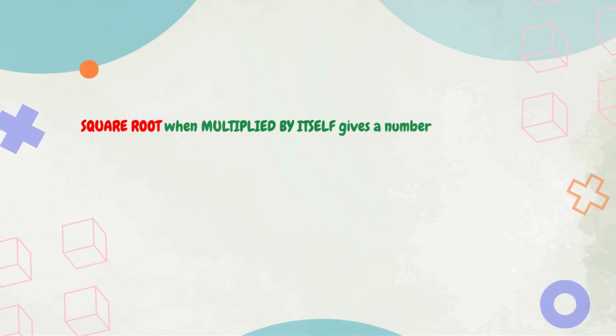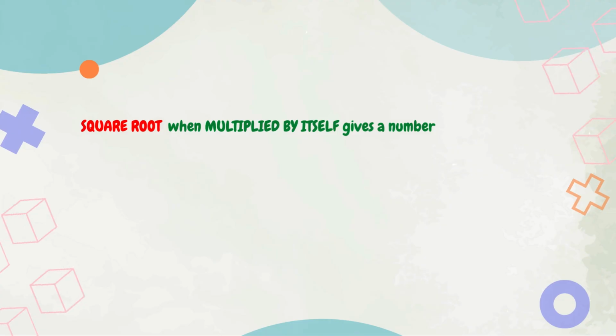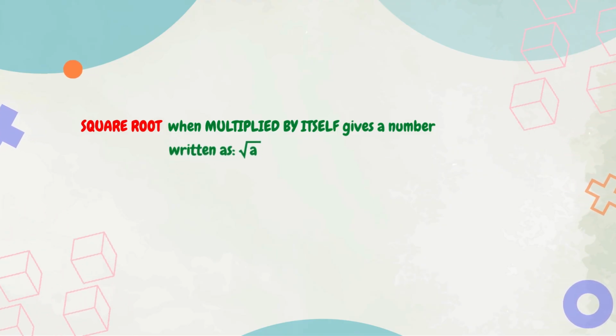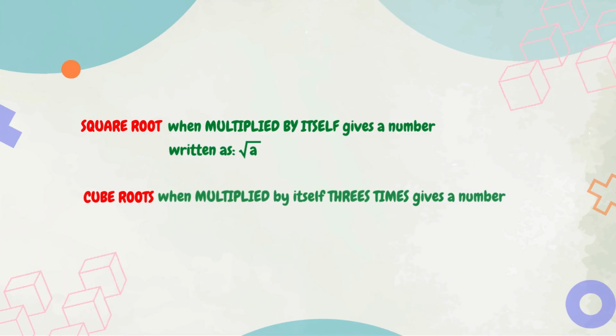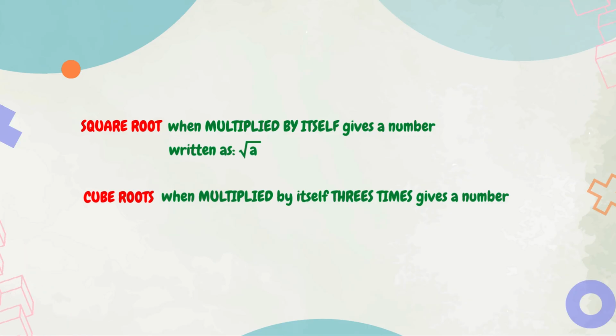To recap, a square root is a number that, when multiplied by itself, gives a number. Square roots are written with the square root sign. A cube root is a number that, when multiplied by itself 3 times, gives a number. Cube roots are written with the cube root sign.